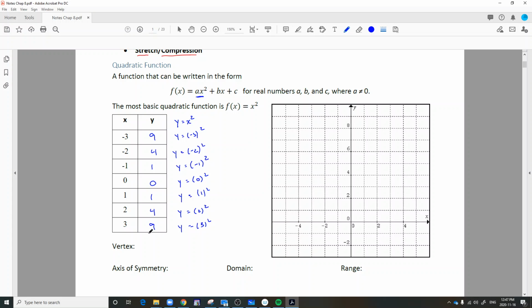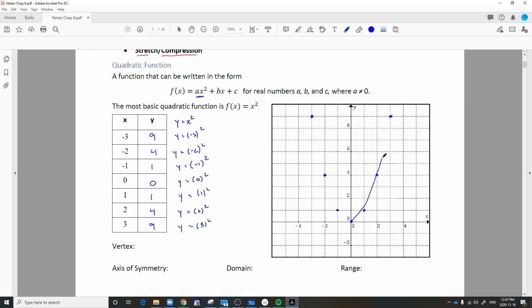So if I went to go graph this, you can see that I'm getting these symmetrical points. So I've got this point at (-3, 9). Well, I also have a point over here at (3, 9). I have a point at (-2, 4). I also have a point over here at (2, 4). I have a point at (-1, 1). I have a point at (1, 1). And then I have this point at (0, 0). So this is my basic parabola.